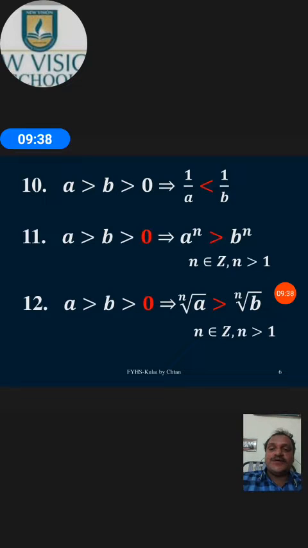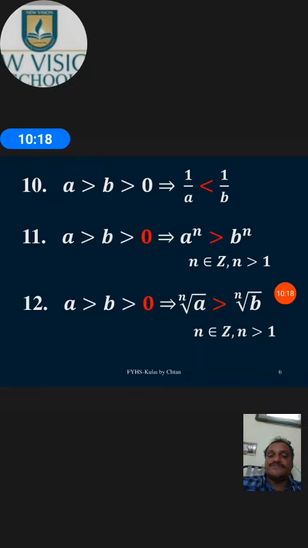11th one: A greater than B greater than 0. Now n is any integer, n is greater than 1. Then you can easily guess that A power n is greater than B power n. You see, my dear students, for example, you take 10 greater than 2 and n is any integer greater than 1, for example, you take n equal to 5. 10 power 5 is greater than 2 power 5. That is very much obvious.